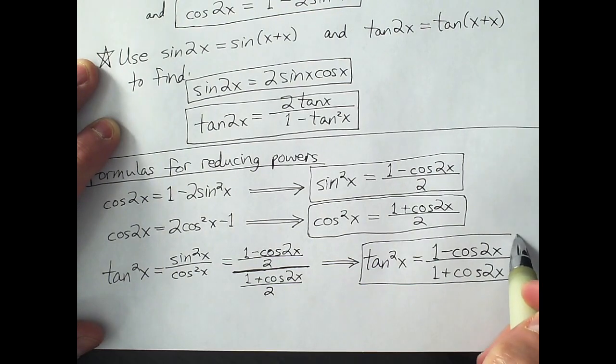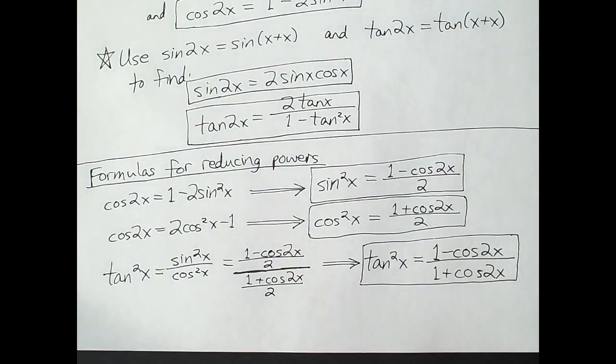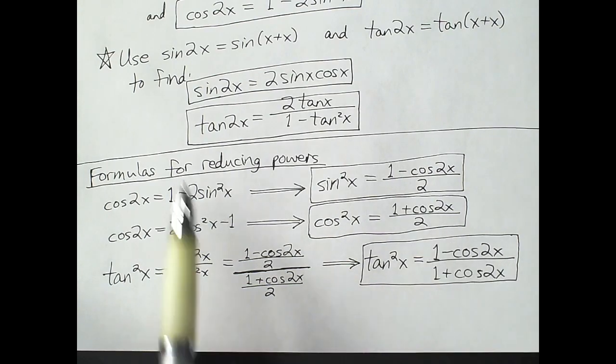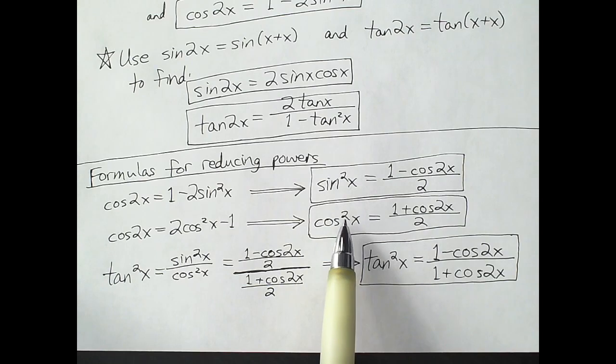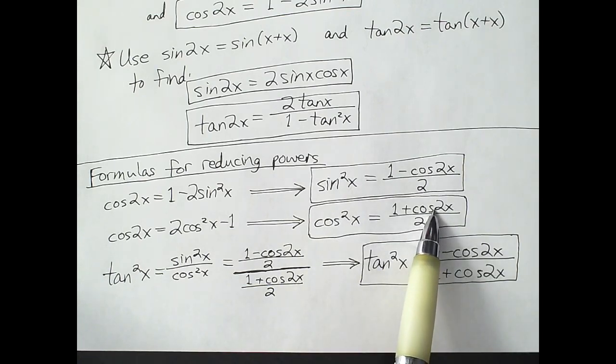Now, before we move on, I want to talk about why these are called formulas for reducing powers. Can you see why they're called that? It's because on the left-hand side, you have a trig function with a power of 2. And on the right-hand side, you have a trig function with a power of 1. That's why it's called that. You're going from a power of 2 trig function to a power of 1 trig function.